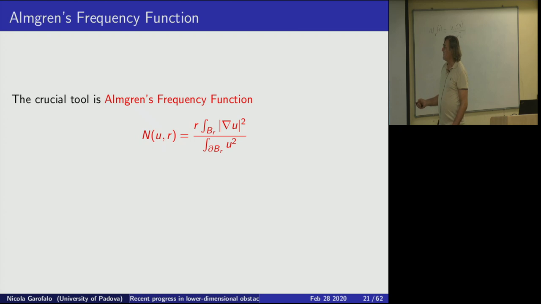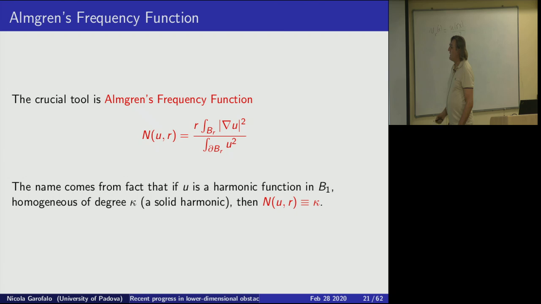So you take a function u, and Almgren introduced this quantity in 1979 in his fundamental study of minimal currents, of the regularity of minimal currents. And so he showed that if you have a harmonic function u, and you take r times the energy of u on a ball of radius r, and you divide by the height function, so the integral on the boundary of the ball, then this quantity is monotonically increasing. As a function of r, this increases.